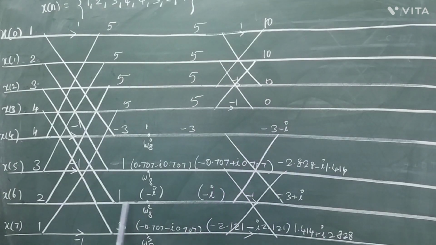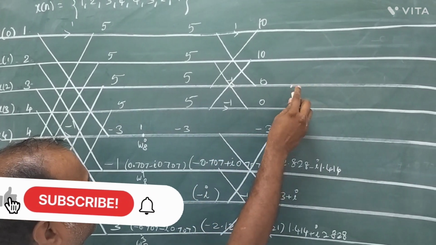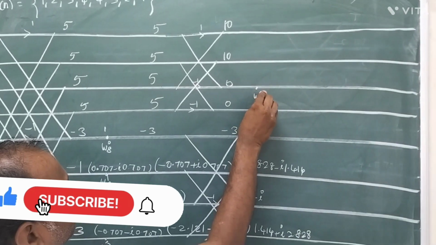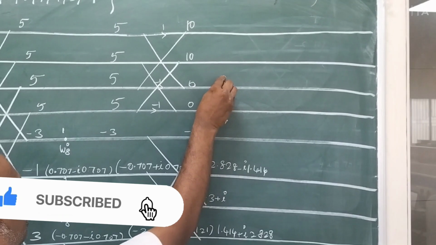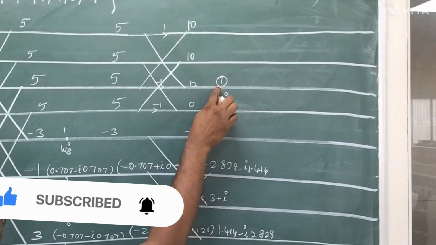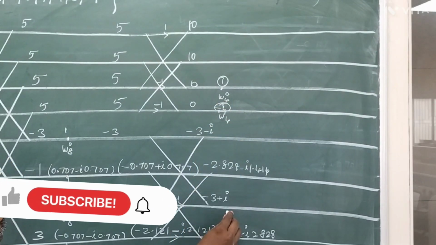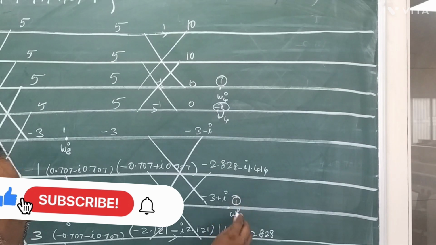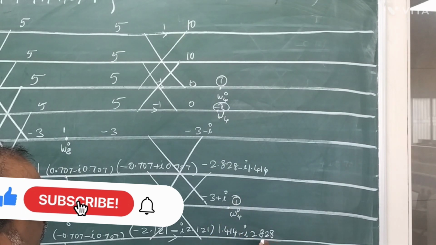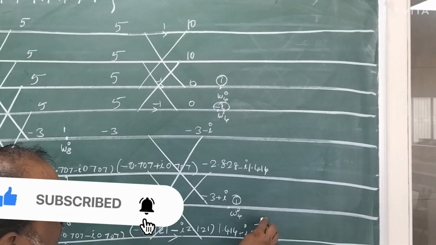Then in stage 2, next we have to multiply with the twiddle factor. The twiddle factor values are W0_4 and W1_4. For W0_4, the twiddle factor value is 1. For W1_4, the twiddle factor value is minus j. And similarly for this W0_4, the twiddle factor value is 1, and for this W1_4, the twiddle factor value is minus j.